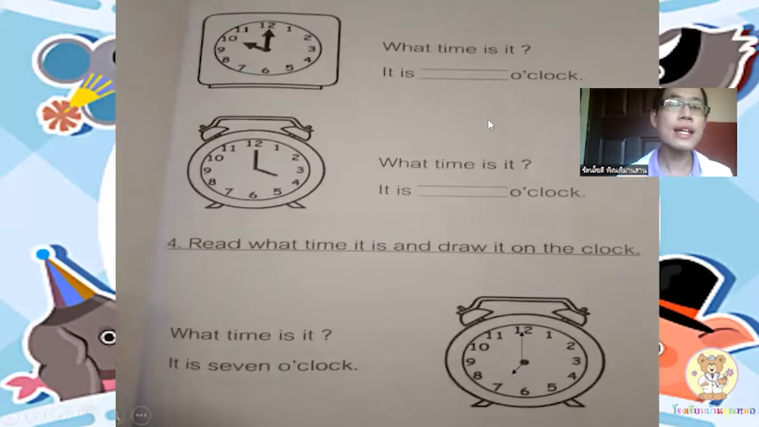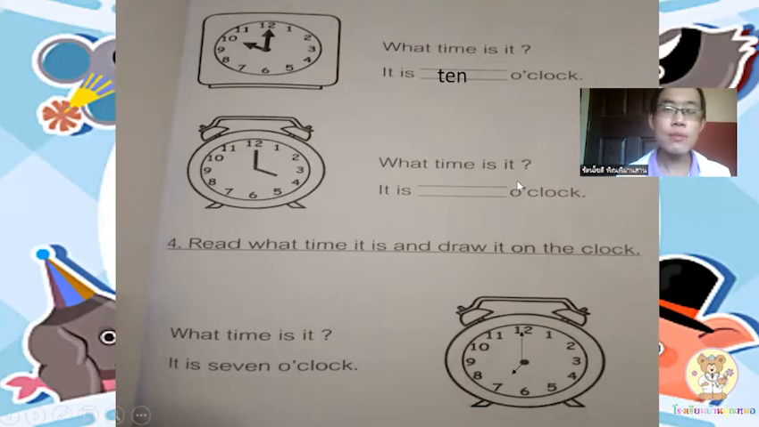Everybody, please take a look at this picture. You can see that the shorthand points at number 10, while the longhand points at number 12. And then they ask you some question. What time is it? So we can answer like this. It is 10 o'clock. So we need to write number 10 in word like this. T-E-N.